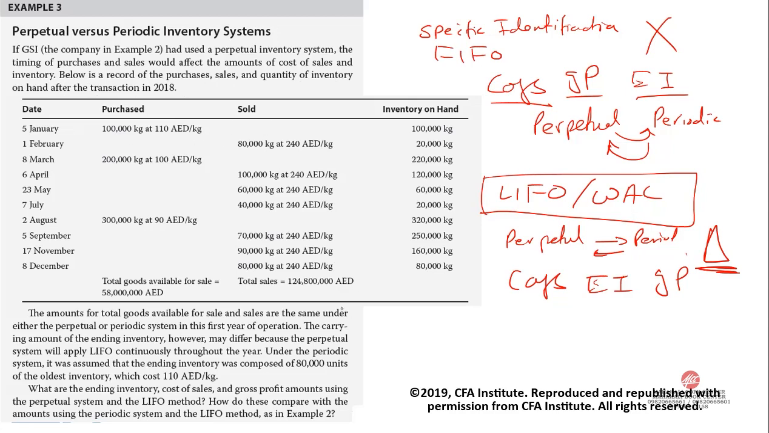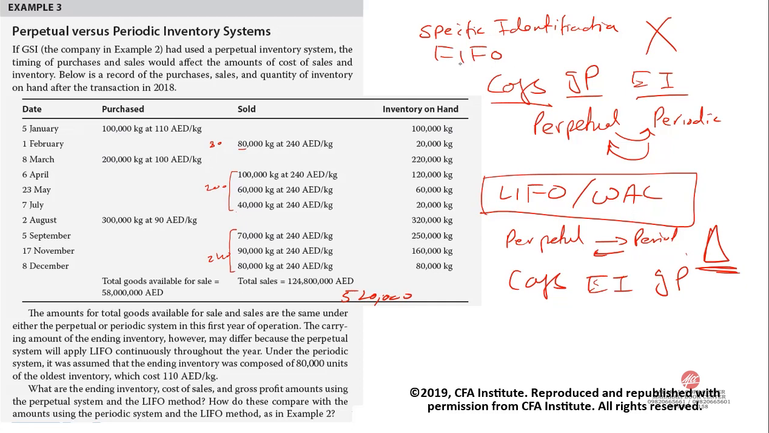So, if you remember, the total amount we sold was 520,000 kilograms worth of soap. If you add 80, 100, 60, 40, 70, 90, 80, this will be 520. 100 plus 60 plus 40 is 200. 70 plus 90 plus 80 is 240. And 80. So 80 plus 200 plus 240 equals 520. And these are the time frames in which the sales have been made.